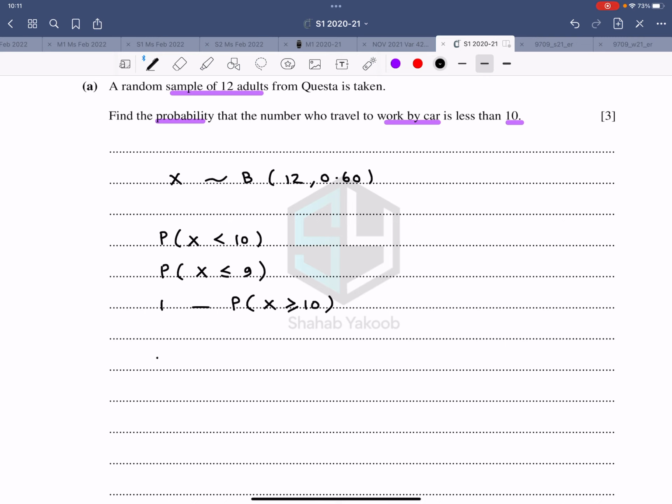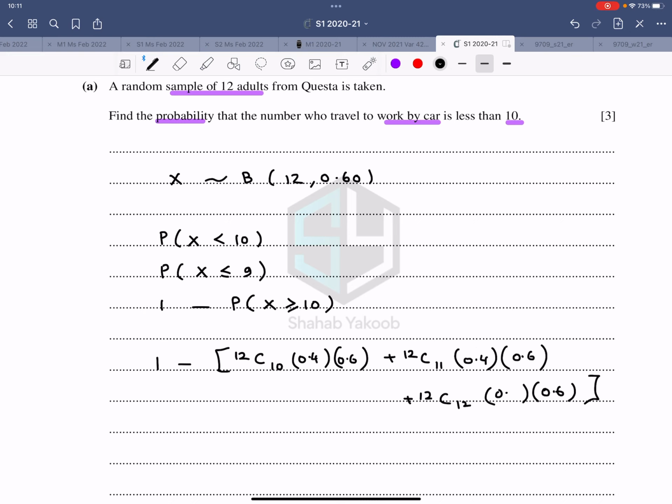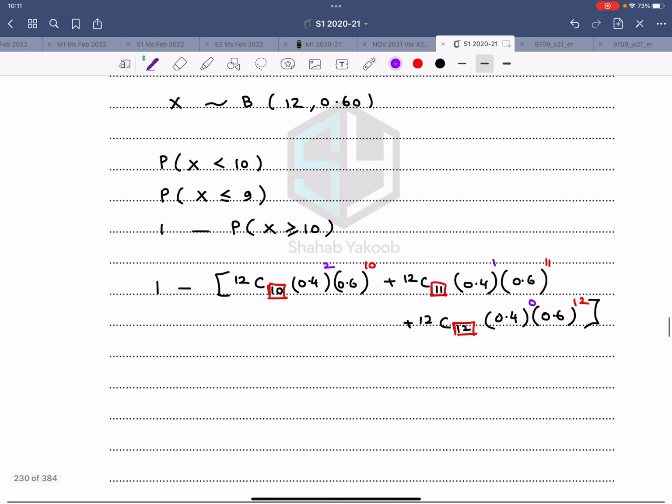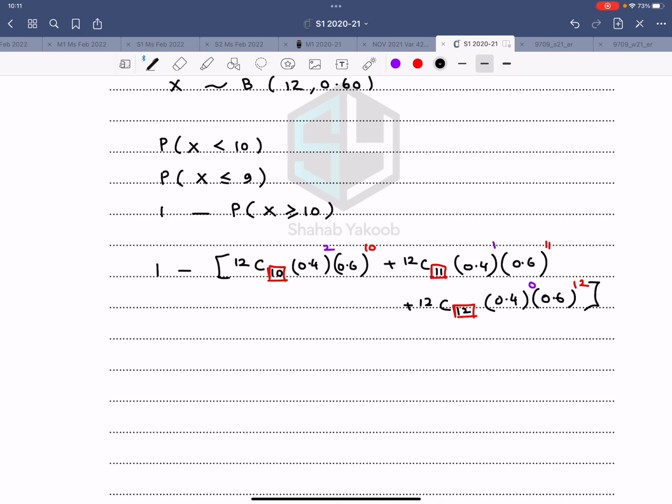1 minus, write every single detail. That is 12C10 and 12C11 and 12C12. Bracket closed. This is 0.6. This is 0.4, that is failure. And the power of success is 10. Power of success in this term is 11. Power of success in this term is 12. The difference, 12 and 10, is 2 and 1 and 0. That goes over here. Now you should write down everything over here like I'm writing.